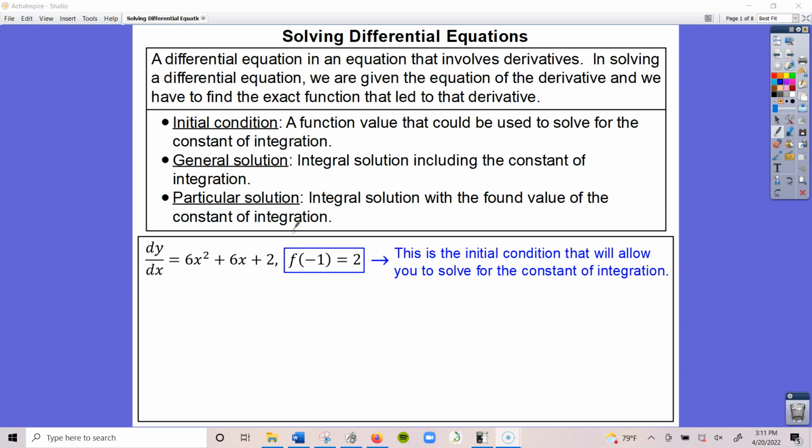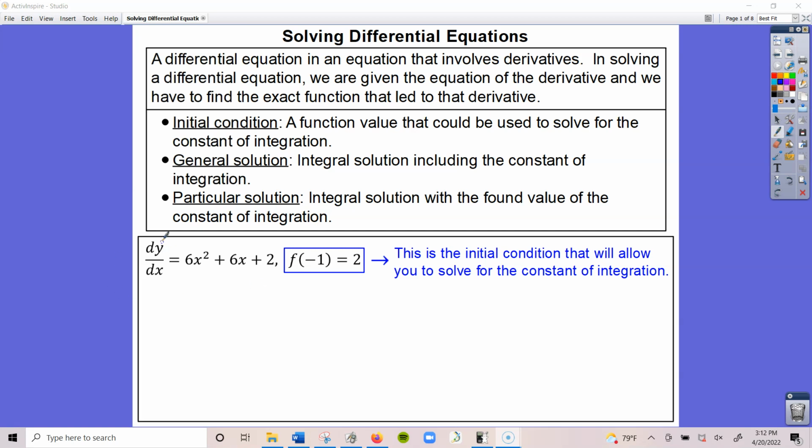This is a differential equation, because we have dy dx, which is the derivative of y with respect to x, which is 6x squared plus 6x plus 2. And we are given this as our initial condition: f of negative 1 is equal to 2. In order to solve a differential equation, we have to separate our variables, meaning all of the y's and dy's on one side and all of the dx's and the x's on the other side.